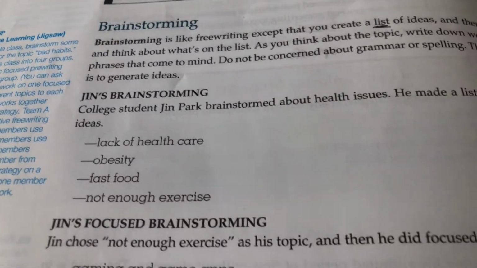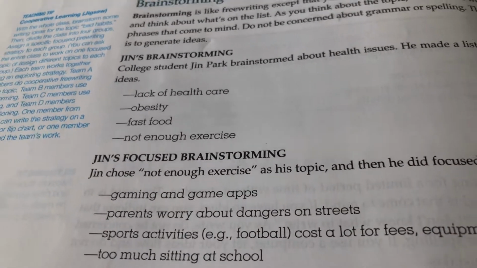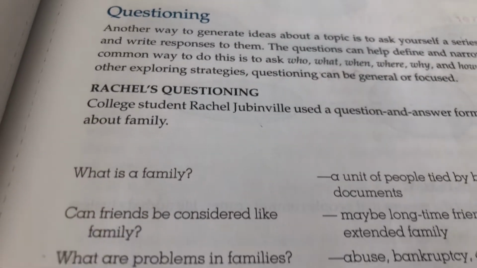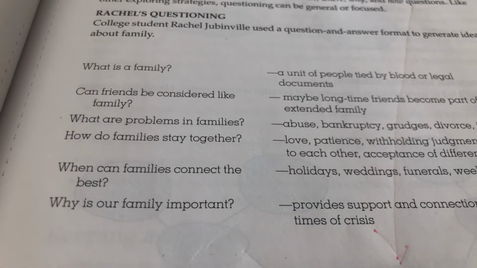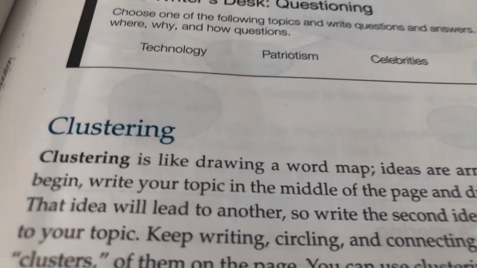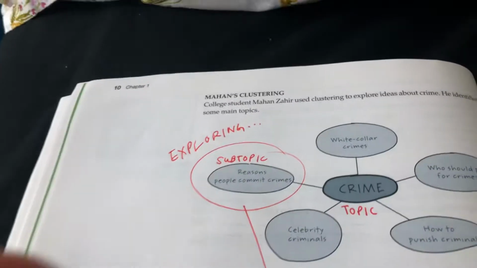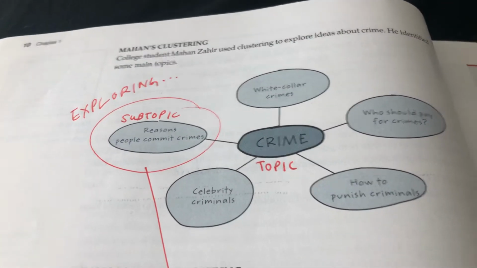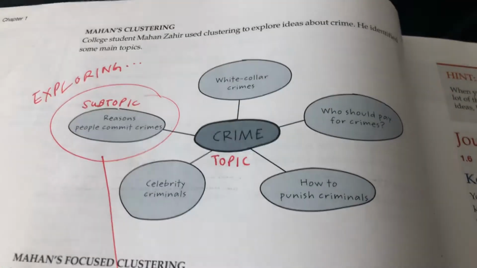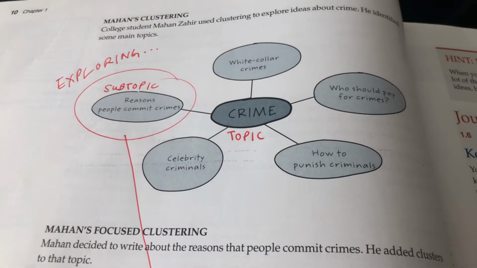Brainstorming can be a list. You can make a list of ideas when you have brainstorming. Another approach is questioning. You can write down a list of questions and then try to answer them. And finally, clustering, which is like a drawing or a word map. It's a picture. So if you're a visual person like me, you might really like to develop your ideas this way. A main idea or a topic in the middle, and then some supporting ideas that come out of that.